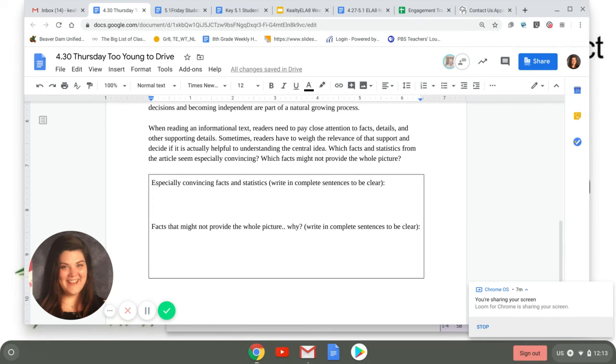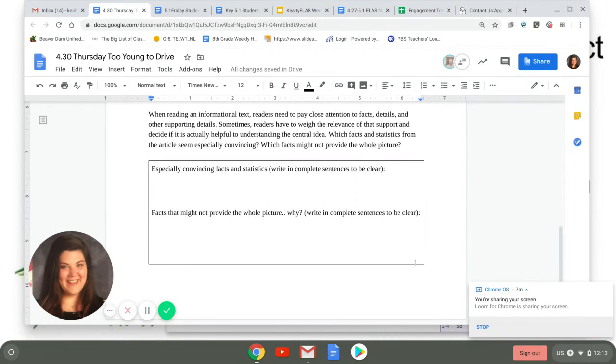So as you move forward in the piece, in this box, you're going to have to think about some especially convincing facts and statistics. You need to write in complete sentences, okay? You need to think about facts that might not provide the whole picture and why. Again, you need to write in complete sentences. So you should not just look at the page where it says especially convincing facts and statistics. Your whole answer shouldn't just be 75%. And then down here you write that percent because it's just a percent. That doesn't make any sense, right? You're not going to get credit for that.